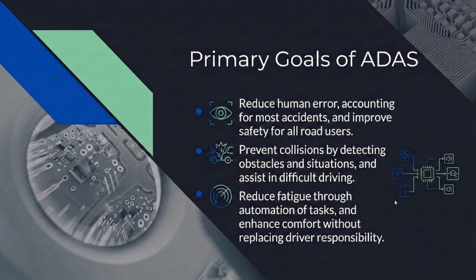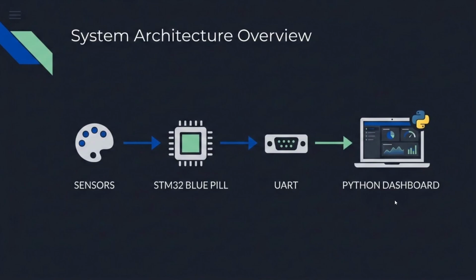The first objective is reducing human error because studies show that most road accidents happen due to driver mistakes rather than vehicle failure. The second objective is preventing collisions. By continuously detecting nearby vehicles or obstacles, the system can alert the driver before an accident happens. The third objective is reducing driver fatigue. Drivers often become tired during long journeys. ADAS automates repetitive monitoring tasks while still keeping the driver responsible for making the final decision. So, overall, ADAS improves both safety and driving comfort.